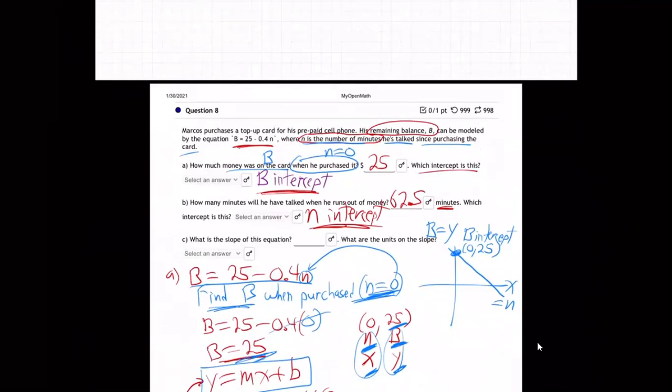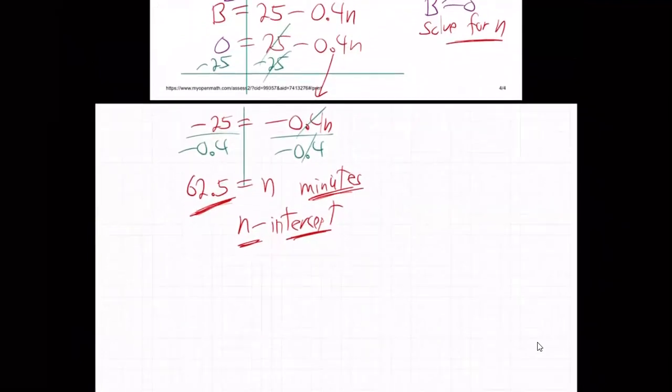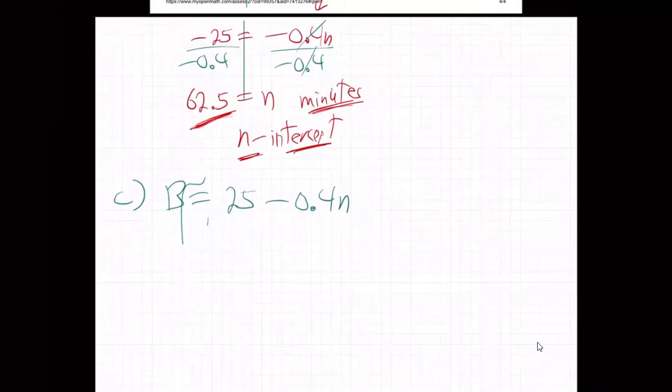And then finally on part C, it says, what's the slope? And what are the units on the slope? So finally, part C, same equation: B equals 25 minus 0.4 n. What is the slope? What do you think? Negative 0.4. Beautiful, exactly.